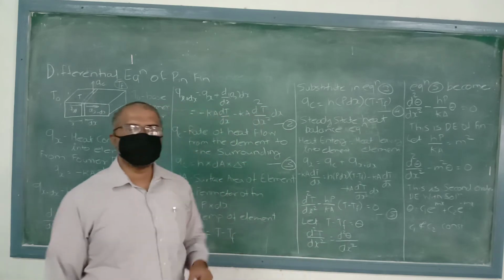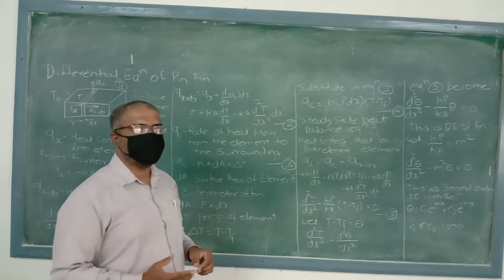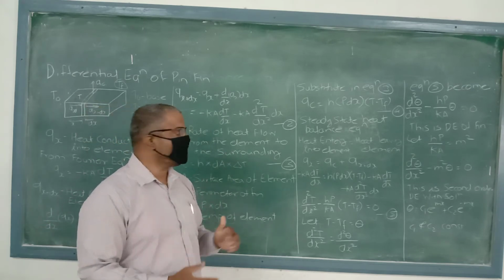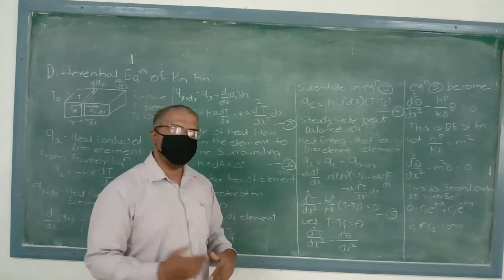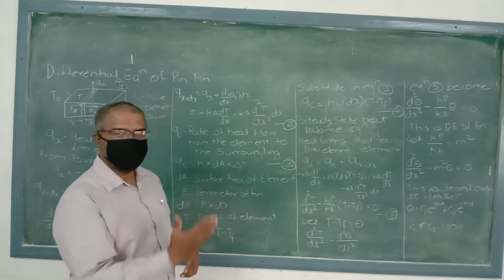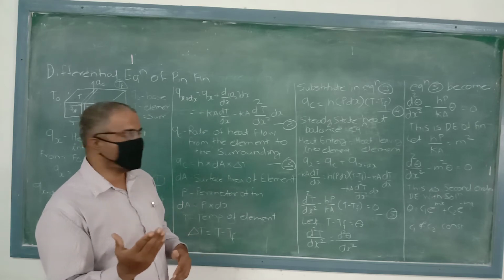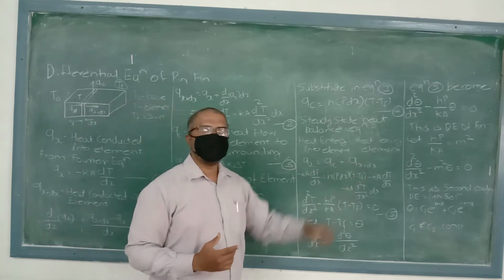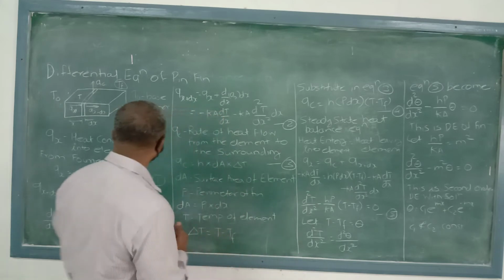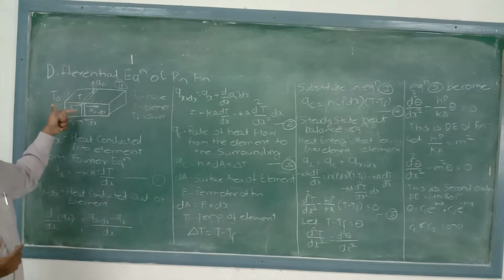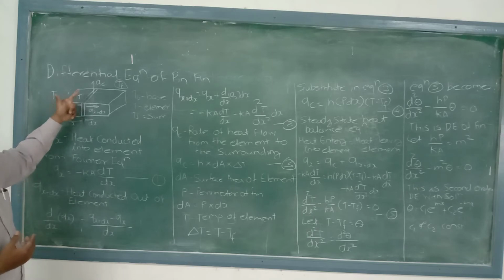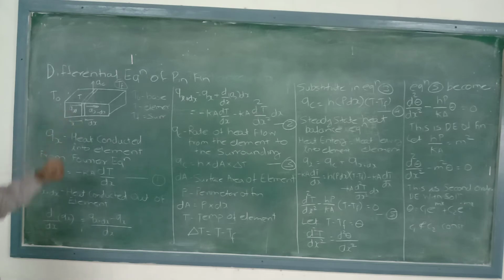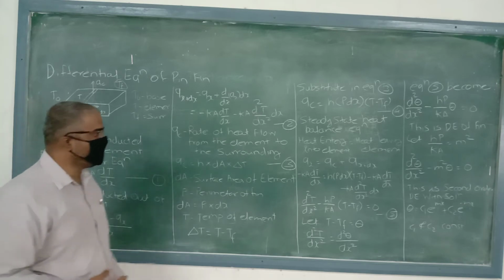Now, as per the steady state condition of the energy balance, we are saying that heat entering into the element is equal to the heat leaving from the element. So we got Qx is equal to Qc plus Qx plus dx. Qx is the amount of heat entering, and the heat leaving is Qc plus Qx plus dx. In this diagram we can get a clear idea about it.